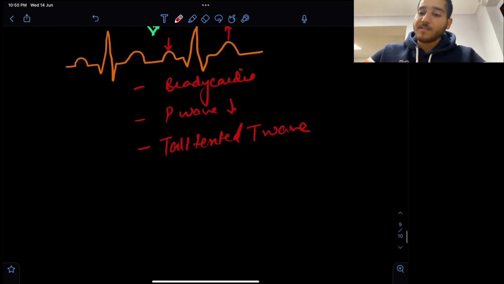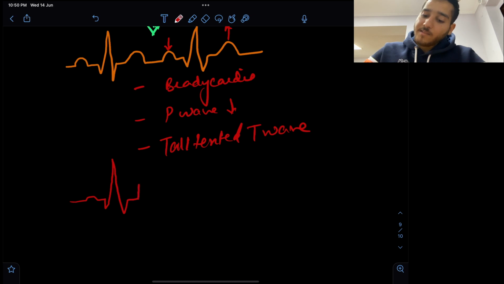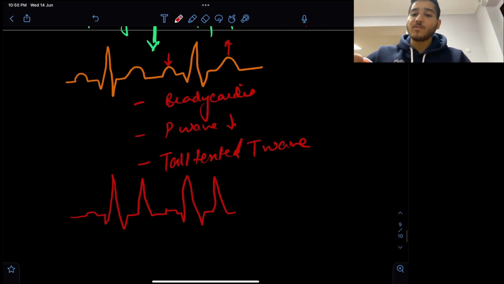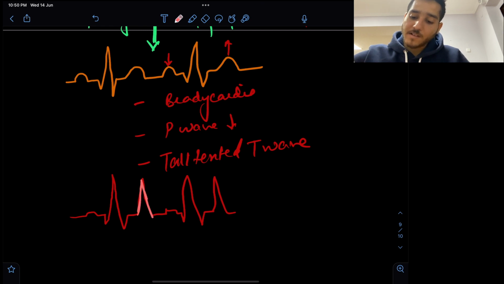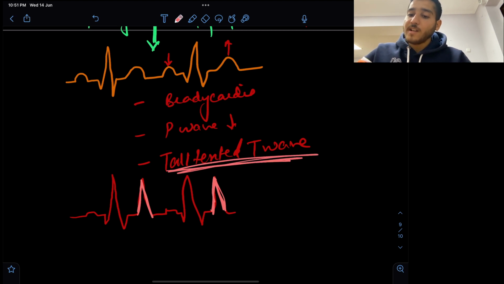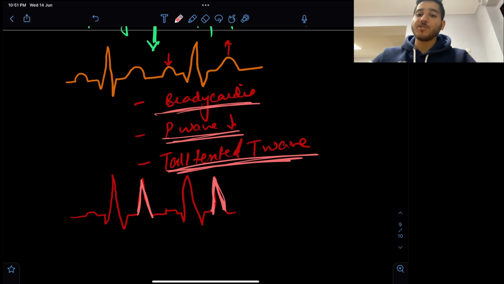I'll make the ECG here for hyperkalemia. There will be a very small P wave, R wave, and then the T wave also looks like the R wave. Then again a very small P wave, QRS, and then the T wave. These are the T waves, I'm marking them. They are tall tented T waves. There's P wave going down, and there can be bradycardia. So these are the findings we usually get in the ECG of a patient with hyperkalemia.